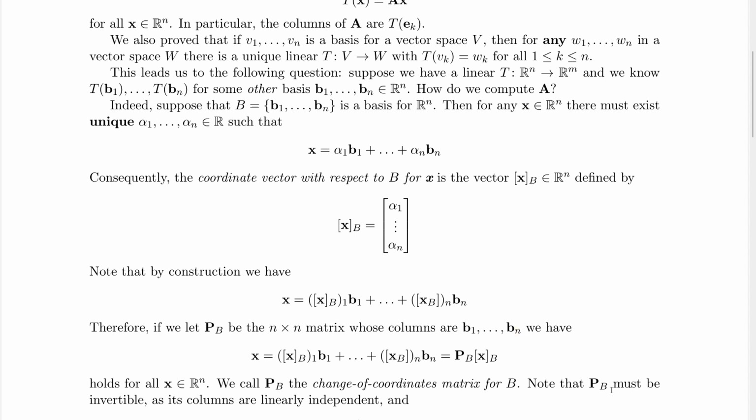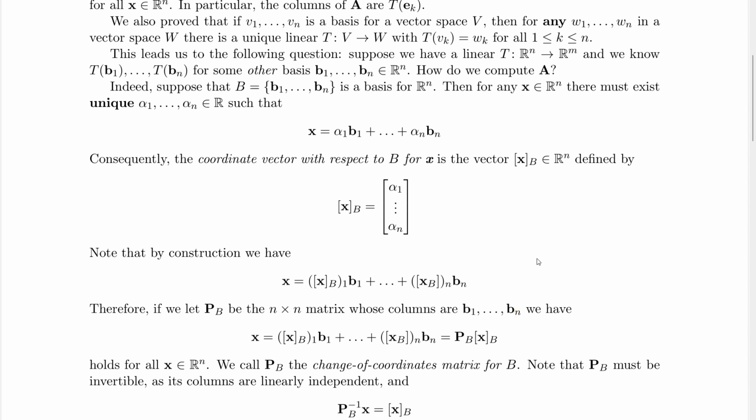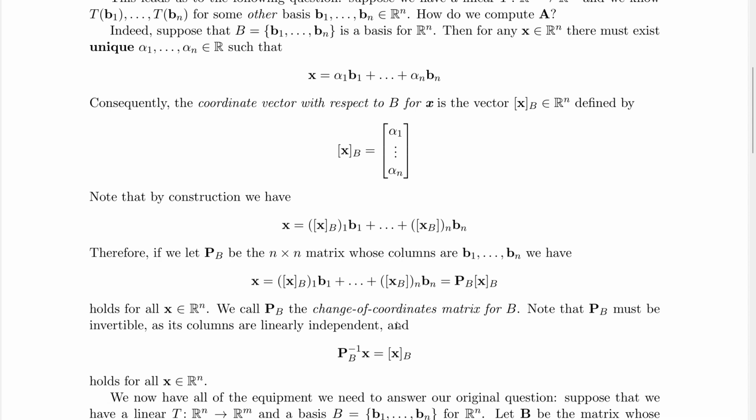Since that's what its columns are, they must be linearly independent, and thus the matrix is invertible, which gives us this equation right here. So this reveals that if I have a vector x and a basis b, and I want to compute its coordinate vector, I just multiply the vector x by the inverse of that matrix P sub b. This now gives us an explicit way of computing these scalars for a linear combination.